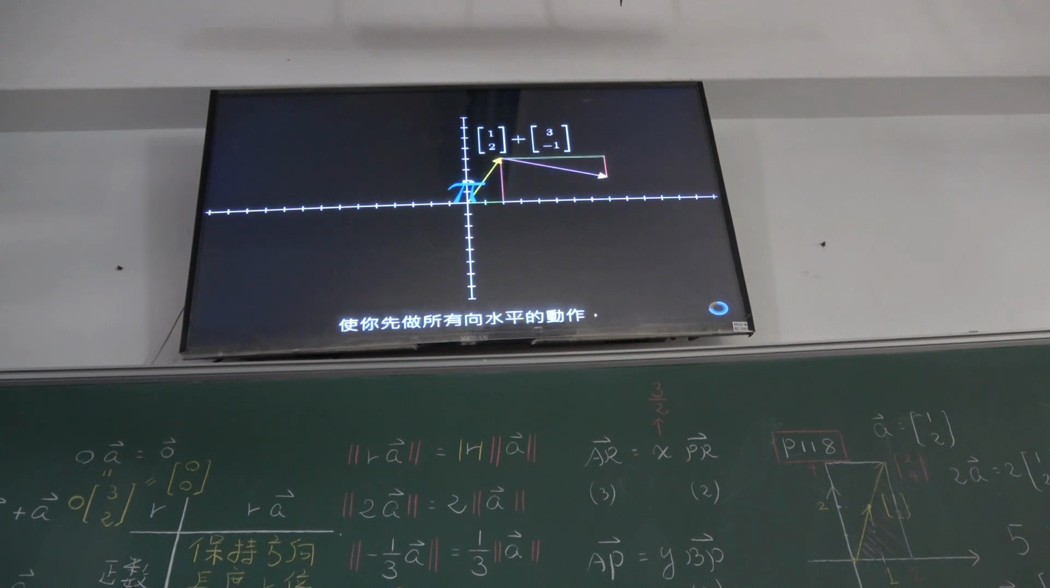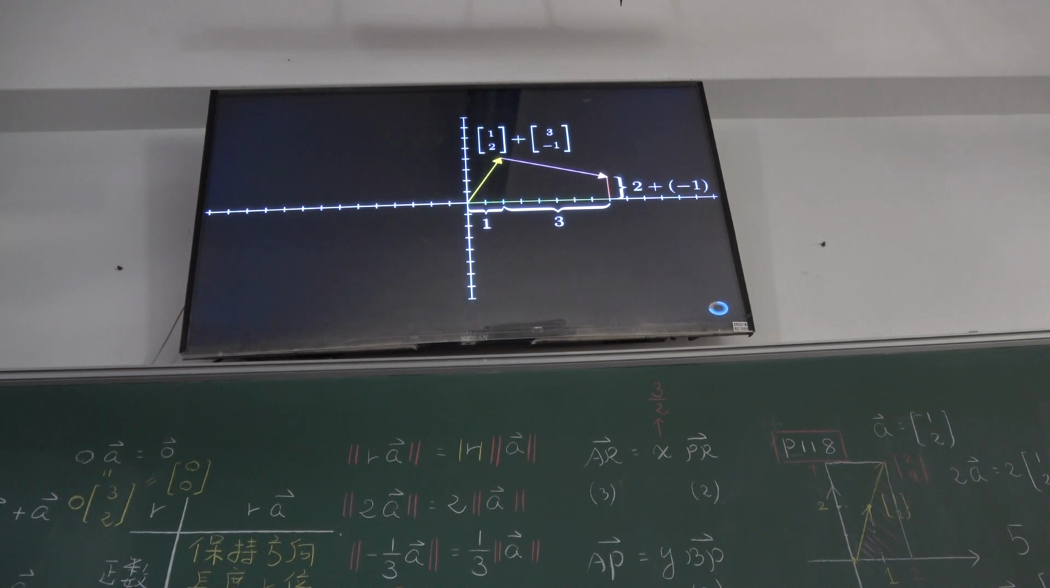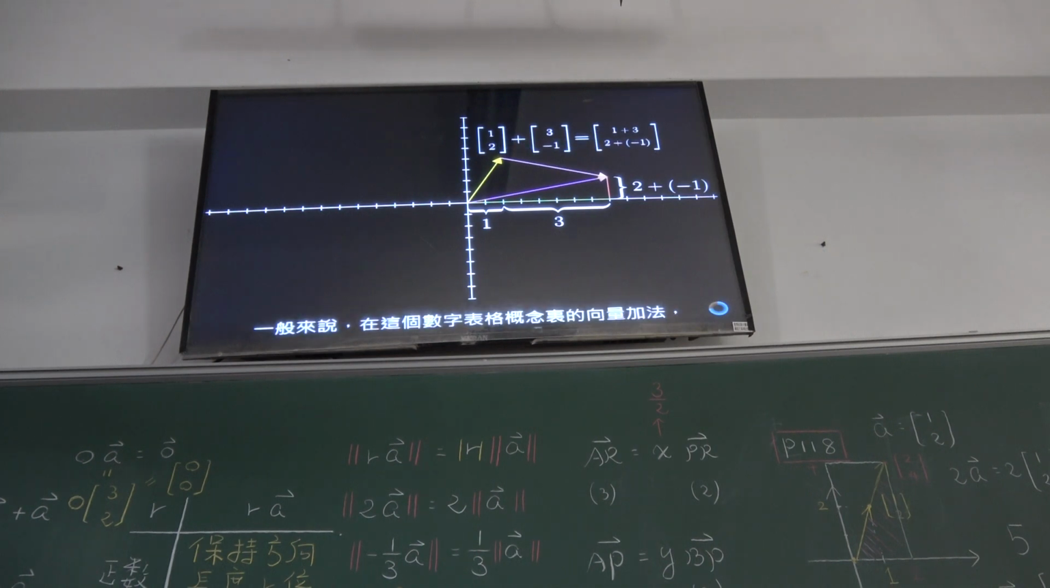Reorganizing these steps so that you first do all of the rightward motion, then do all the vertical motion, you can read it as saying, first move 1 plus 3 to the right, then move 2 minus 1 up. So the new vector has coordinates 1 plus 3 and 2 plus negative 1. In general, vector addition in this list of numbers conception looks like matching up their terms and adding each one together.